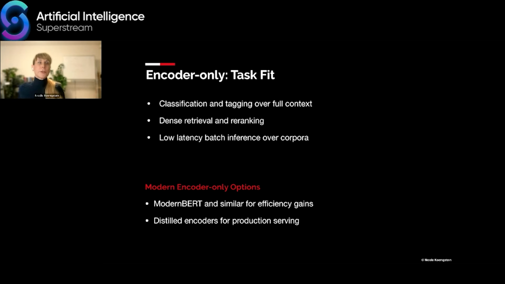So going over to encoder only models. What's the task fit here? We can use them really well for classification and tagging over full context, dense retrieval, re-ranking, and they have low latency for batch inference over corpora. And like I mentioned, they are not outdated. We have modern encoder-only options, ModernBERT, NeoBERT. There are several ones. Actually, I cover those in chapter 4 of my agent book, which I'm currently writing. And there are similar ones for efficiency gains. And there are also distilled encoders for production serving.